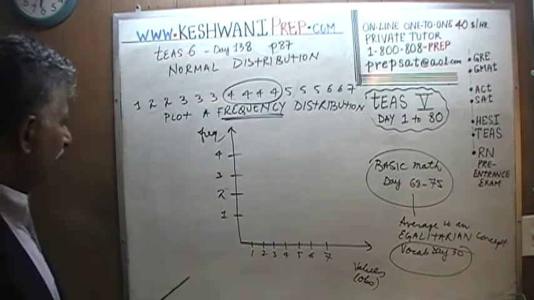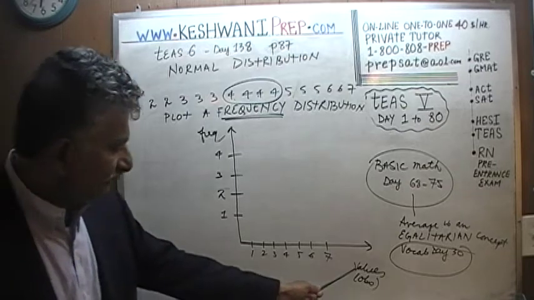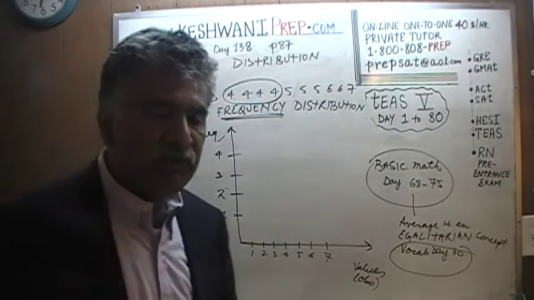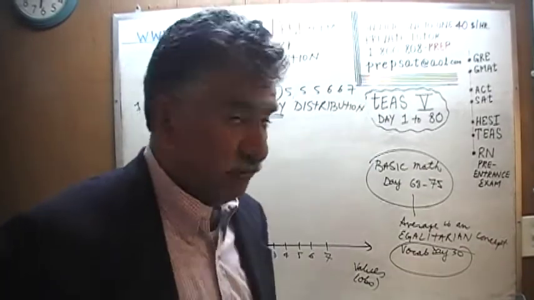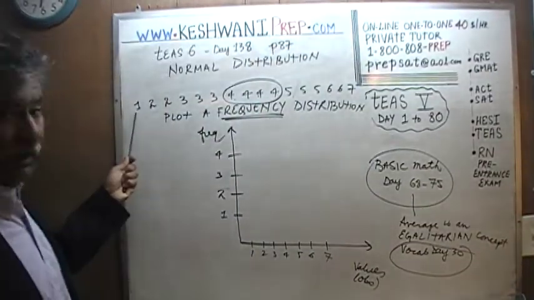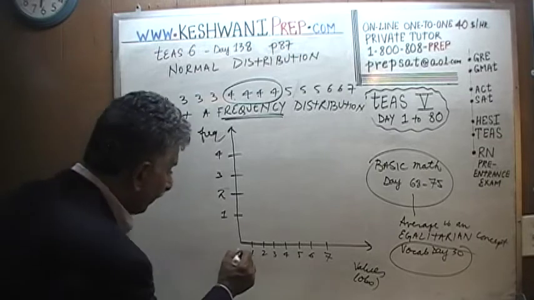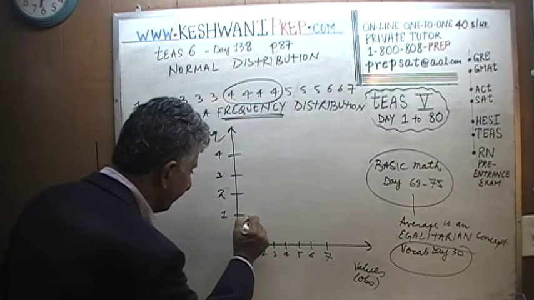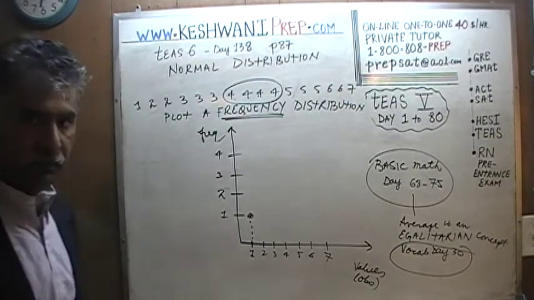It's already done. How often do you see a value of 1? See, these are the values. How often do I see a value of 1? In other words, how many people had a score of 1? Let's find out, shall we? Only one guy had a score of 1. How many people had a score of 1? Only one person. That's the frequency. That's how often it appeared.